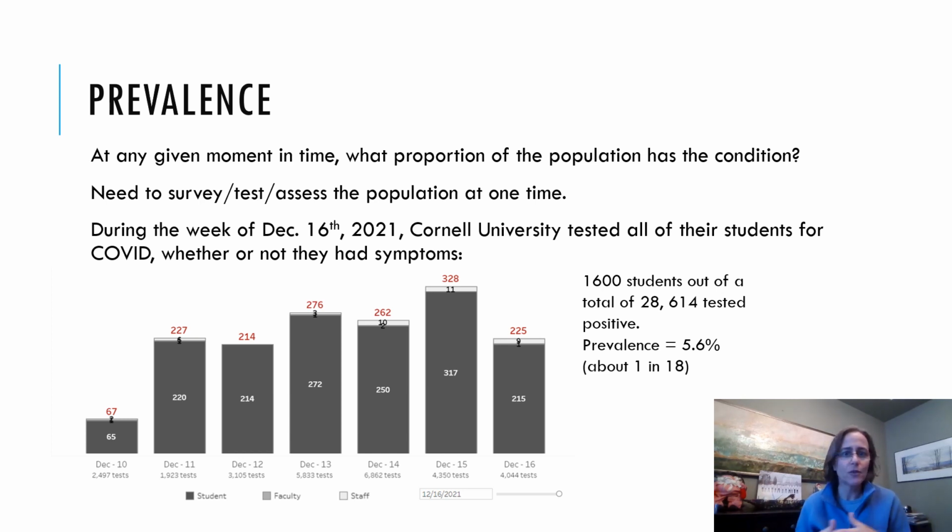And as we know, a lot of those people didn't know it. They were asymptomatic, or what we would call pre-symptomatic, meaning they had the infection, but their symptoms hadn't started yet. So this is prevalence, right? Testing everybody, how much is out here right now at this moment.